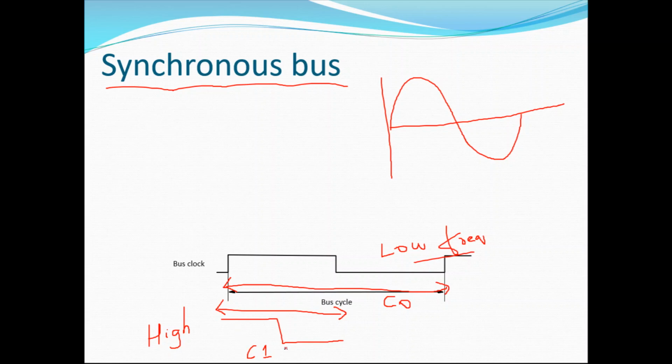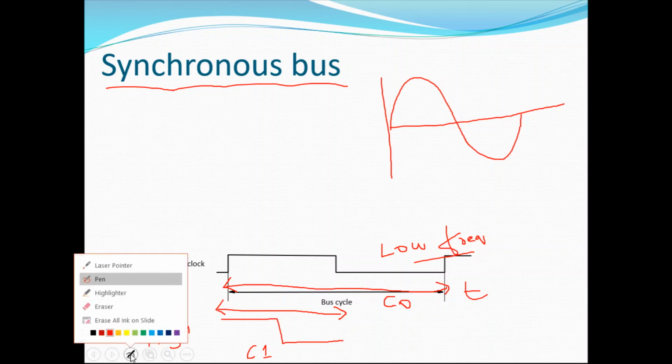If this clock frequency duration is low, then it will become a high frequency signal. So if the time is reduced, this is time, the x-axis. For one cycle it is taking this much time. If the time is reduced, then we say that it is a high frequency signal.